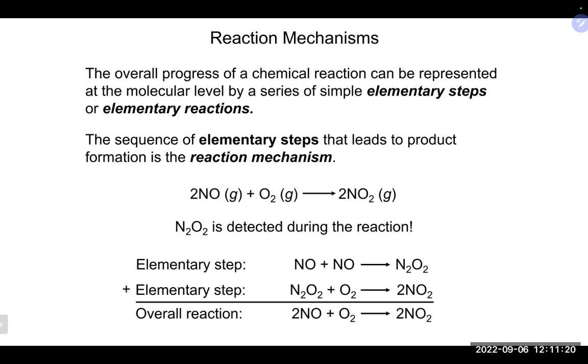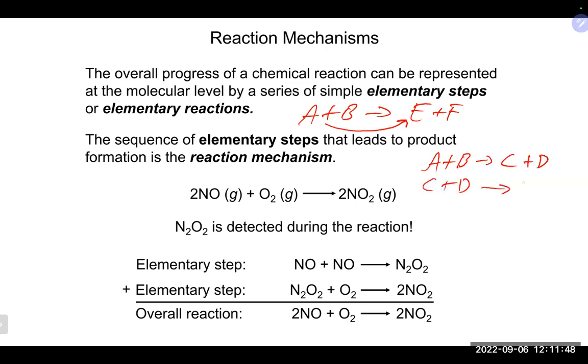So for example, if we were looking at a reaction like A plus B goes to E plus F, this reaction does not necessarily take place in just one move to get yourself to the product side. It may happen in several individual steps or individual reactions. So maybe A plus B react to make C plus D, then C plus D react to make E plus F. And maybe it happens in sort of a two-step process.